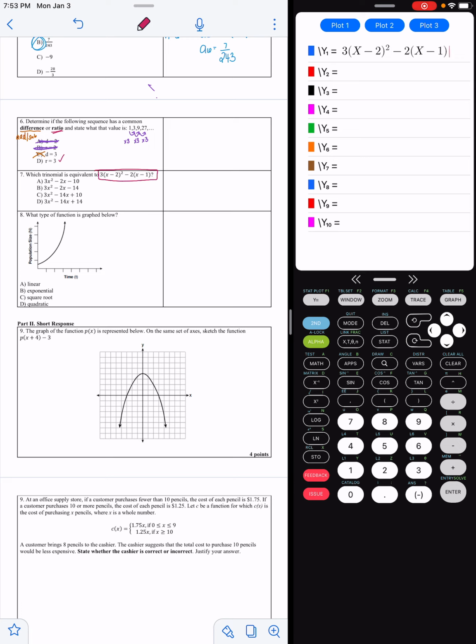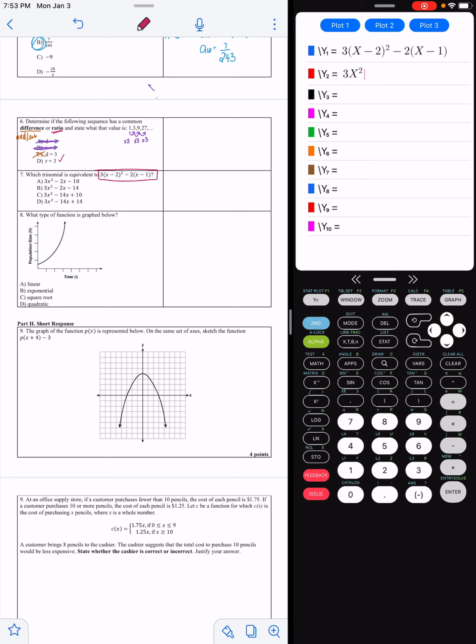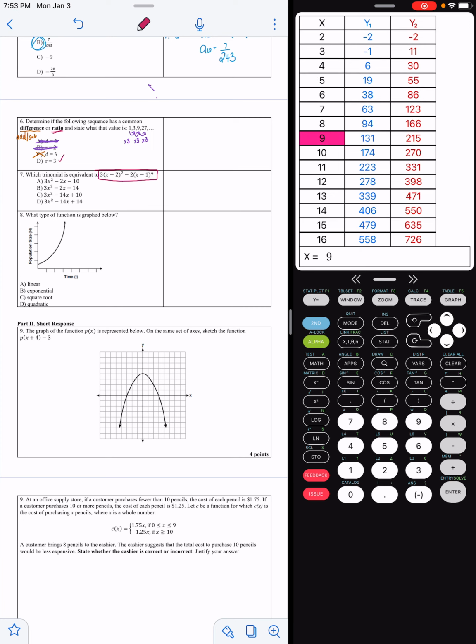And then what we're going to do next is we're going to try each of the answer choices. I'm going to start with the first one. So 3x squared minus 2x minus 10. Going to go ahead and press second graph to look at the table. And notice the tables are not the same, right? The y values are not the same. For example, when x is equal to 9, I have 131 and 215. Again, those are not the same, so it's not answer choice A.